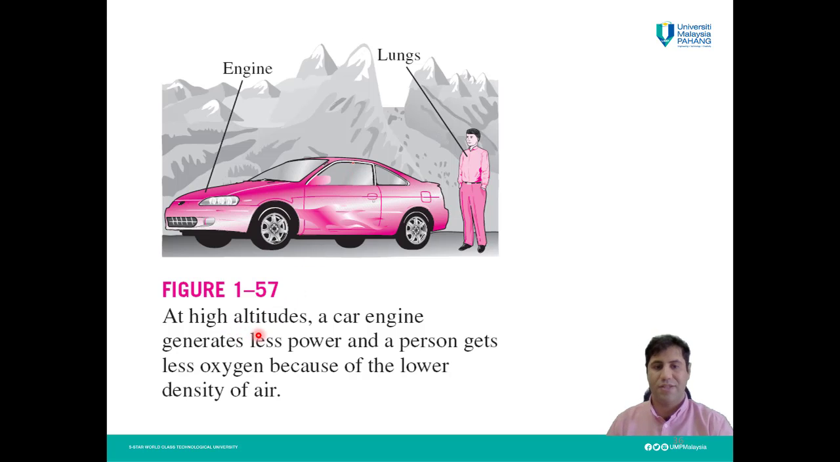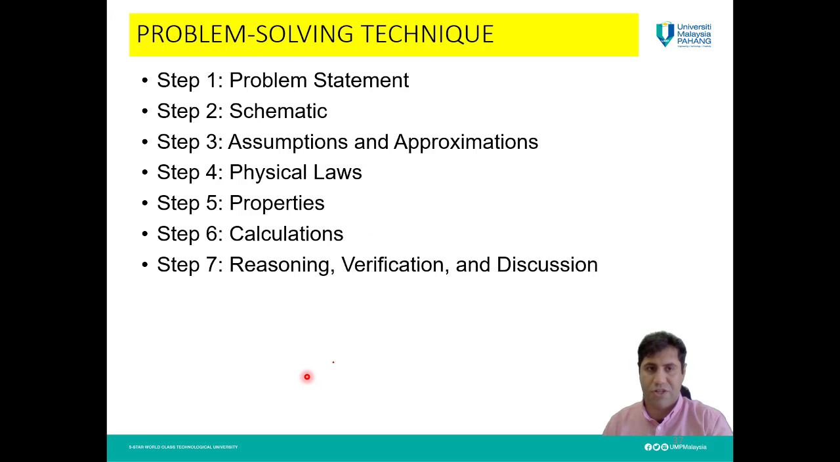So at high altitudes, a car engine generates less power and a person gets less oxygen because of the lower density of the air. Pressure is decreased, then the density of the air is also decreased.